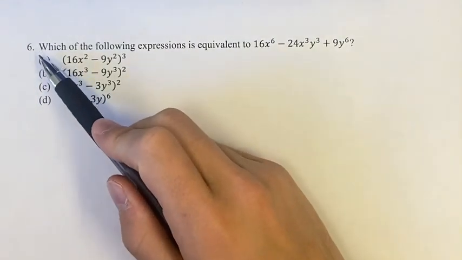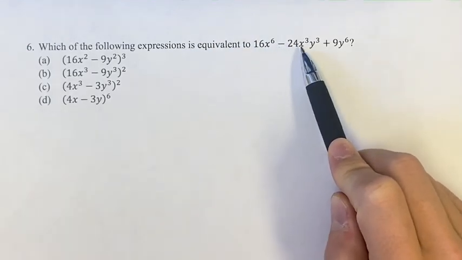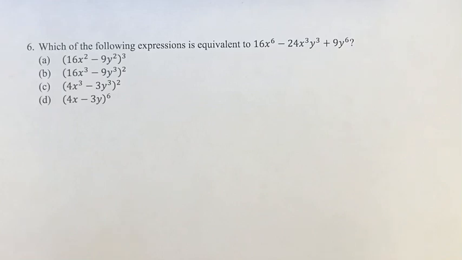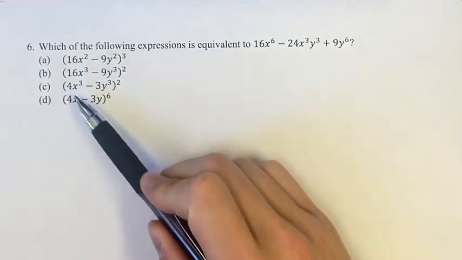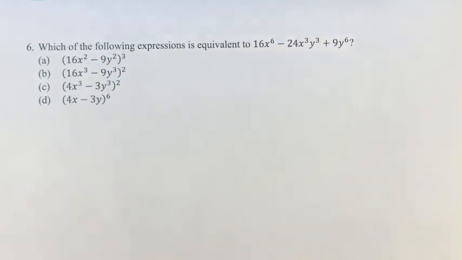In this problem we're asked which of the following expressions is equivalent to 16x to the sixth minus 24x cubed y cubed plus 9y to the sixth. So in all of these expressions, we have something minus something to a power.